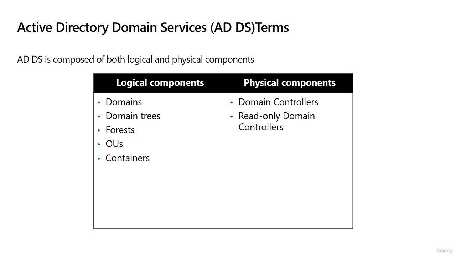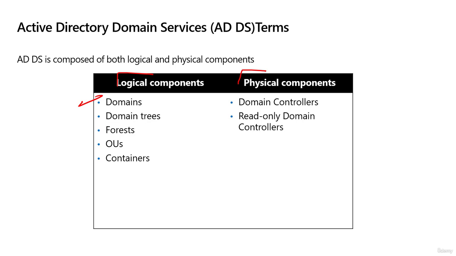These terms are broken down into two categories. We have logical components. When I say logical, I simply mean design. It's based on your needs, however you choose to design your overall Active Directory structure. And then on the other side, we have physical components. These would be servers. They would be determined by your physical locations within the environment itself.